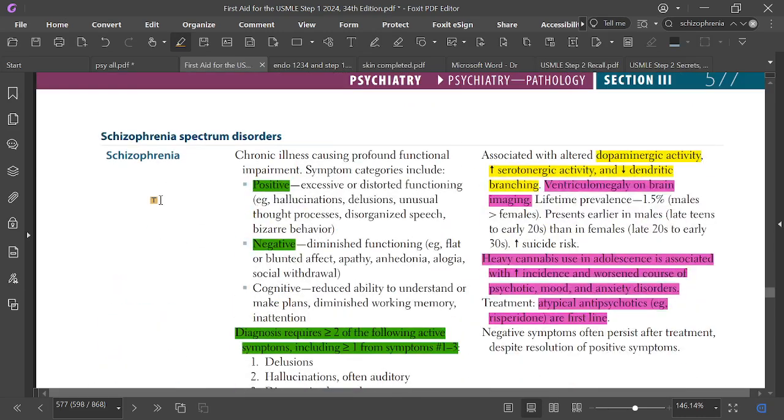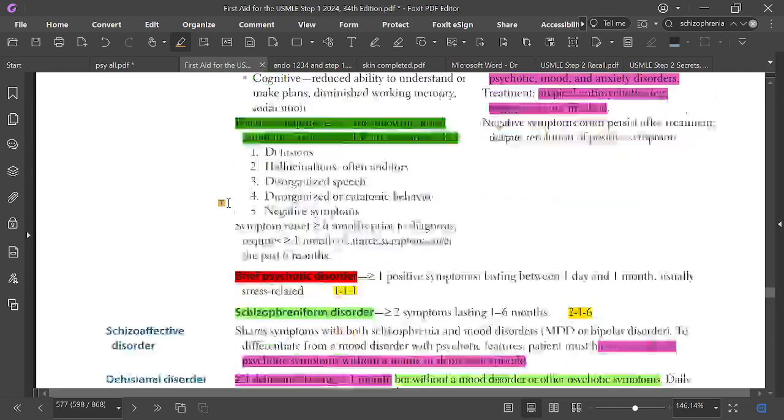These are all about schizophrenia spectrum disorder.